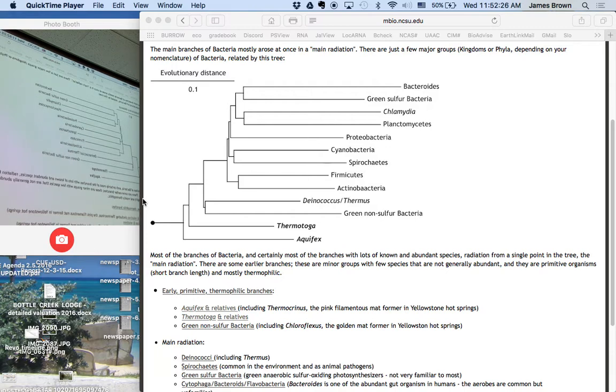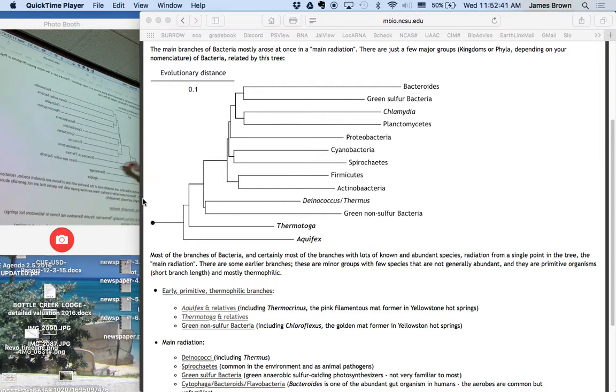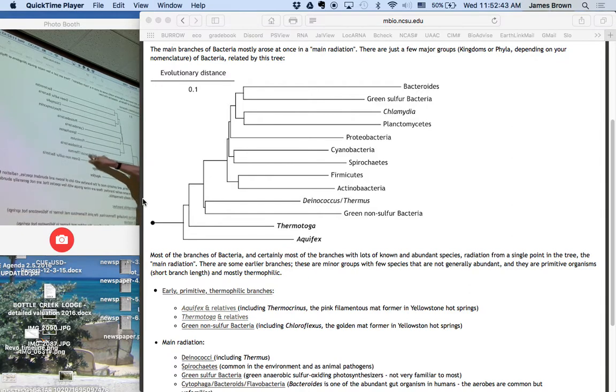But primarily for historical reasons, I think there are 13 of them that are generally considered major categories of creatures. There are 3 early primitive thermophilic branches. So here's Aquifex, Thermotoga, and then the Deinococcus-Thermus group, and maybe the green non-sulfurs. And then kind of a main radiation. The details of these early branches are very unclear. Some people would draw a fig leaf over this and just show all the main radiations out of it. Whether these deep branches are real or not is a really interesting question.